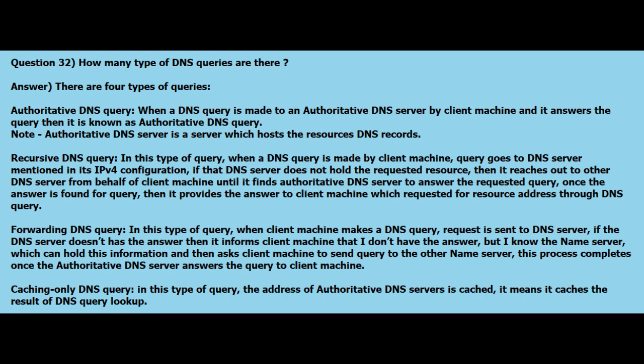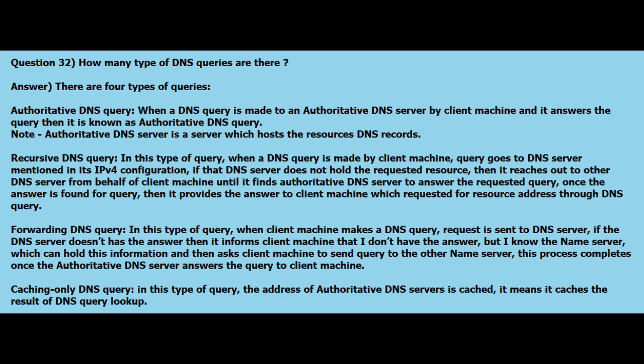Forwarding DNS query. In this type of query, when a client machine makes a DNS query, the request is sent to a DNS server. If the DNS server doesn't have the answer, then it informs the client machine that it doesn't have the answer, but it knows the name server which can hold this information, and then asks the client machine to send the query to the other name server. This process completes once the authoritative DNS server answers the query to the client machine.